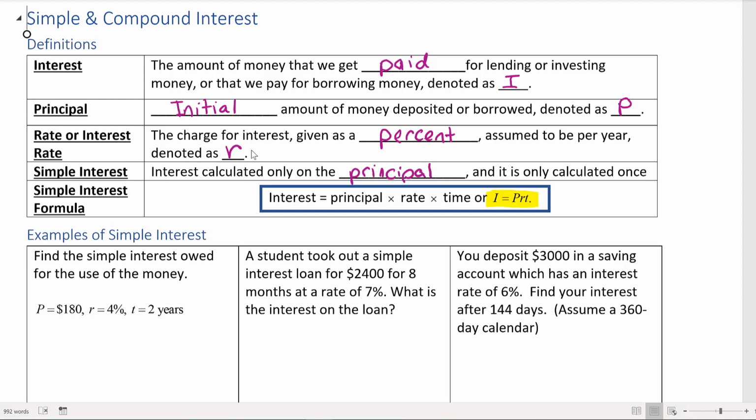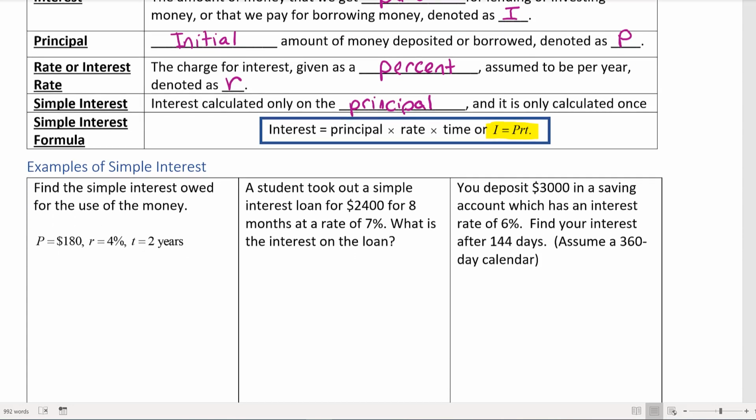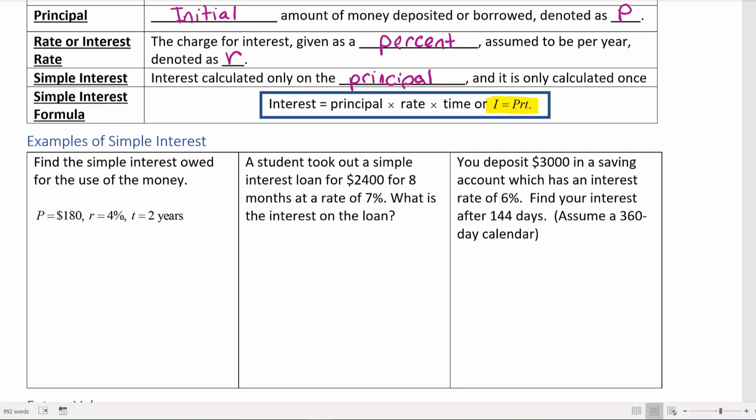So let's do some examples for that. Our first example says, find the simple interest owed for the use of this money. P equals 180, that's principal. R equals the rate, which is 4%, and T equals 2 years. Time always has to be in years, and if it's not in years, then you need to convert it into years. So because I already have everything here, I can just go ahead and plug this in.